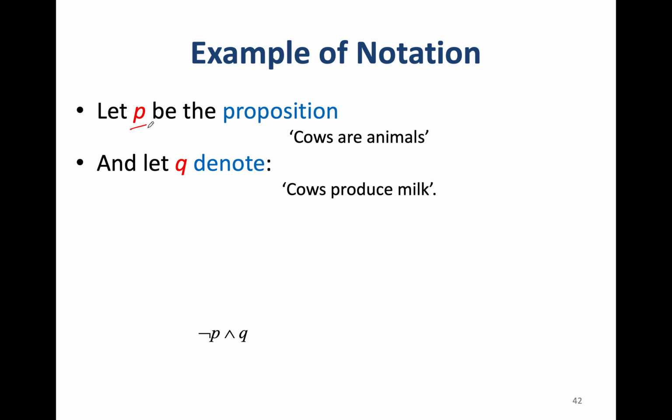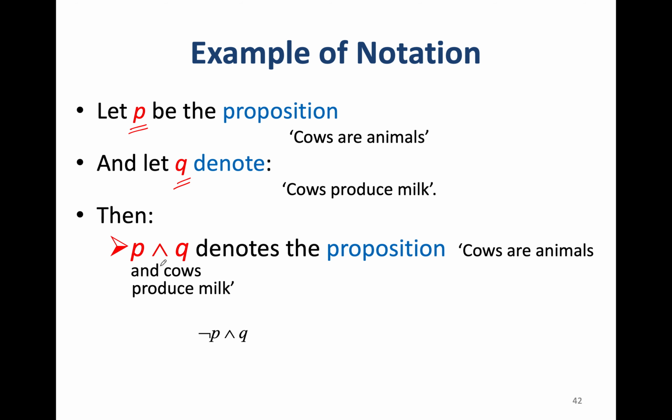Let's say that I have P as a proposition, which is cows are animals, and we have Q as cows produce milk. Now if we have this symbol, which is P, arrow looking up, Q, then this denotes the proposition that cows are animals and cows produce milk. So we take the first proposition, the second proposition, then we just add to it the connective and, as it is the symbol used here.